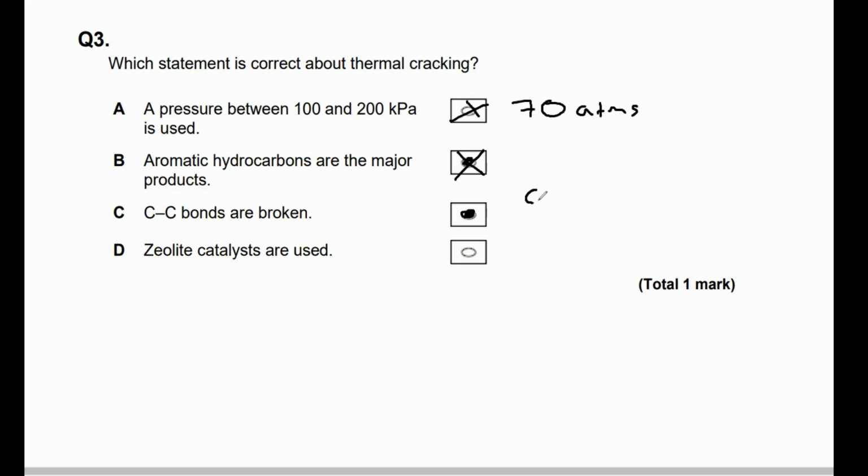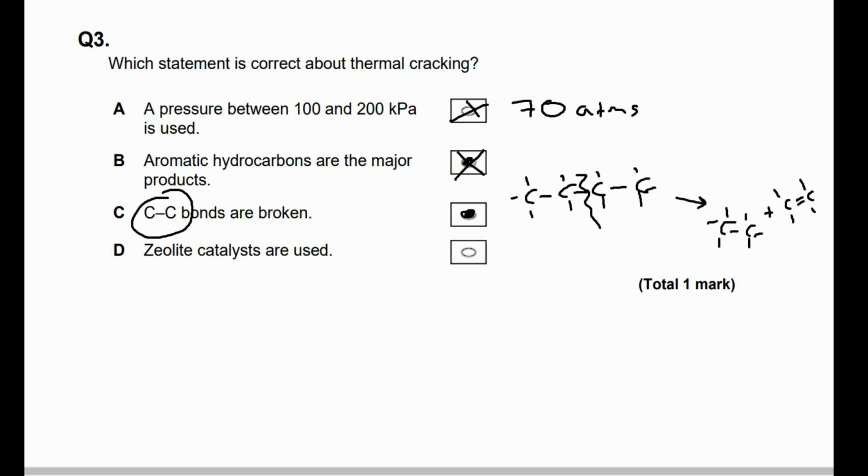What about this, C-C bonds are broken? That sounds pretty good to me. Let's look at, say, butane. If we wanted to crack butane, we could make ethane and ethene, an alkane and an alkene. And what you'll find is whenever you're cracking an alkane, you always have to break a carbon-carbon bond. You're going to have to smash through a carbon-carbon bond. So that's correct. Zeolite catalysts are not used in thermal cracking. Of course, they're used in catalytic cracking. So there we go.